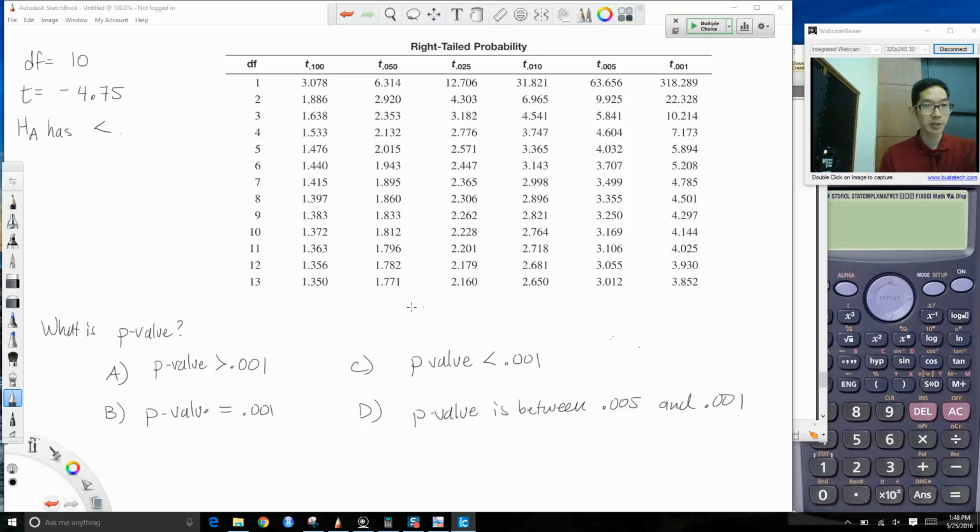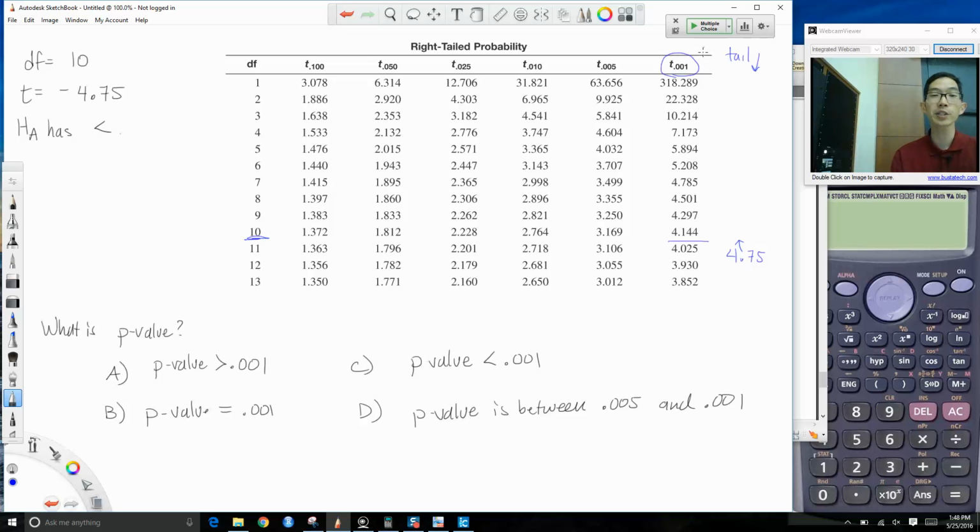Okay, so let's take a look. We're at degrees of freedom equal to 10, so we're in this row here. And we look at the last number and we have 4.144. Because we have a less than sign in the alternative, we're just going to ignore the negative sign. And we're going to look up 4.75, and 4.75 is bigger than 4.144. So that means our corresponding tail area will come from over here.